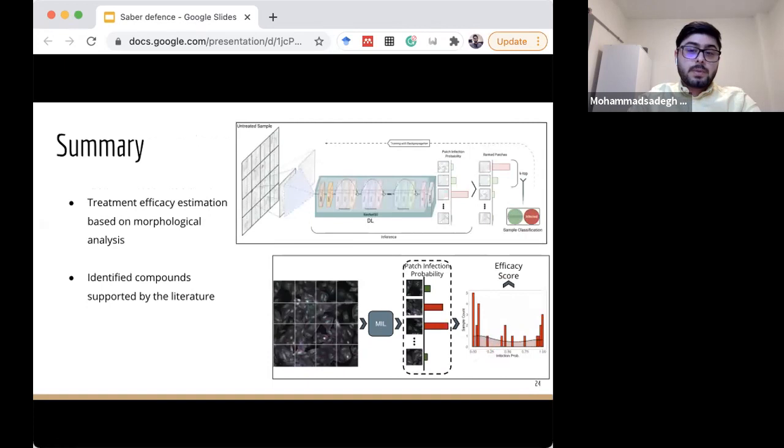In summary, in this work, we present a method capable of estimating treatment efficacy of compounds based on morphological analysis. It includes a deep learning model that's trained within a multiple instance learning framework to extract morphological features corresponding to SARS-CoV-2 infection in micropopulations, as well as generating an infection map in a weakly supervised fashion. We compared the performance of the MIL model to two baseline models and demonstrate its effectiveness. DEEMD also identifies compounds that have been suggested by the community to have antiviral effectiveness against SARS-CoV-2 or COVID-19, supporting the performance and validity of the proposed pipeline.